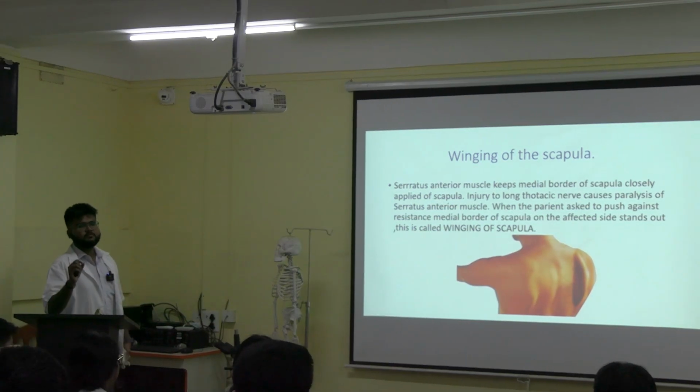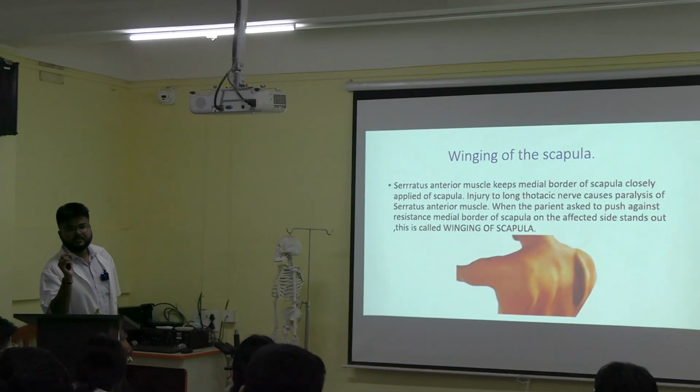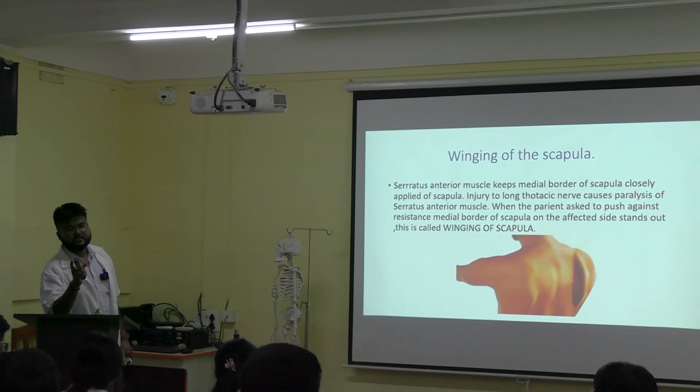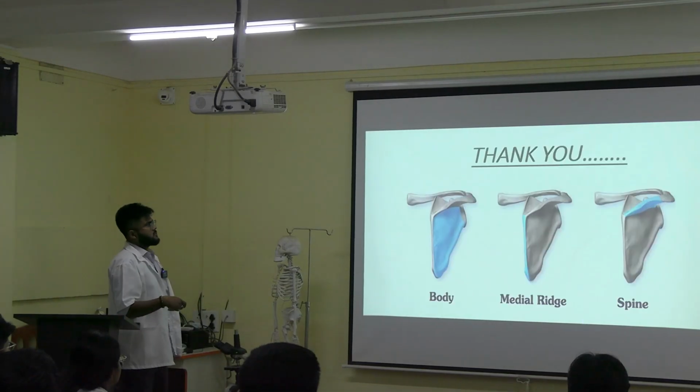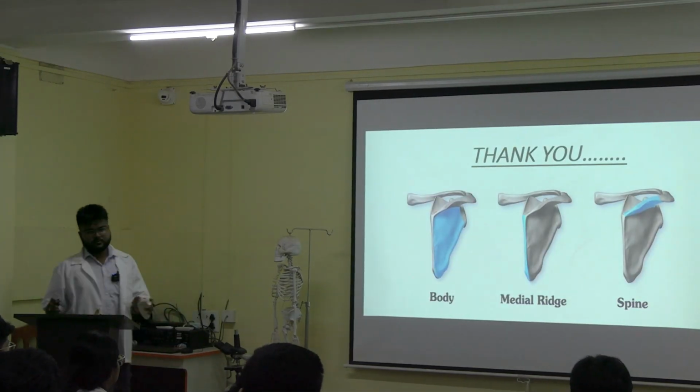So in winging of the scapula, which nerve is mainly injured? The long thoracic nerve, and the muscle is the serratus anterior muscle. So that's all about today's class.